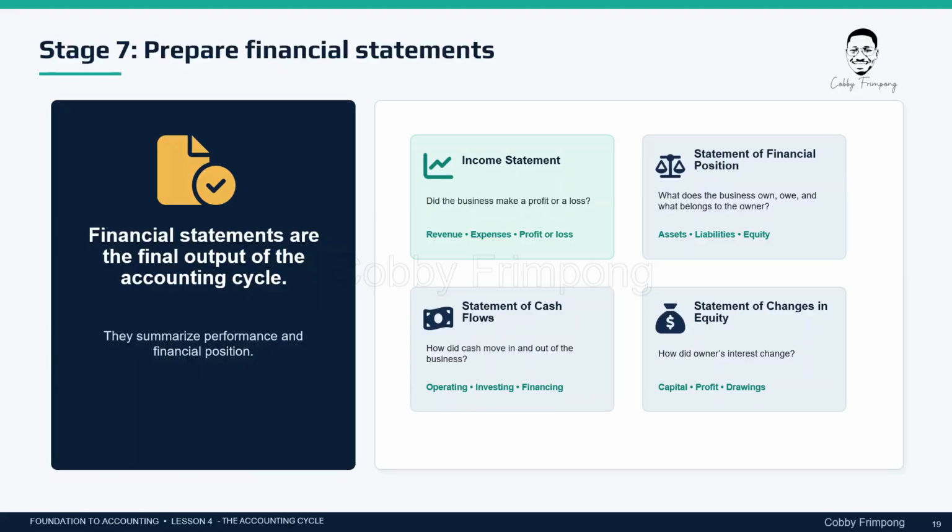Stage 7. Prepare financial statements. After preparing the adjusted trial balance, the next step is preparing the financial statements. Financial statements are the final output of the accounting cycle. The main financial statements include the income statement, the statement of financial position, statement of cash flows, and statement of changes in equity. For beginners, we will focus mostly on the income statement and the statement of financial position.